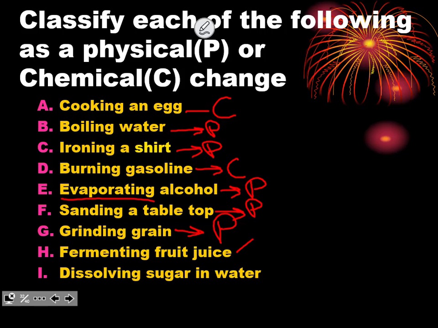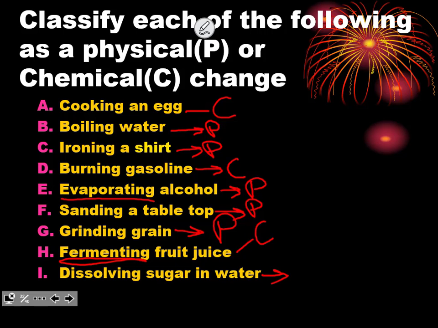Fermenting fruit. Keyword here is fermenting, okay? So, we are changing what's in the fruit. Fermenting is going to be making alcohol or ethanol, okay? So that is a chemical change.